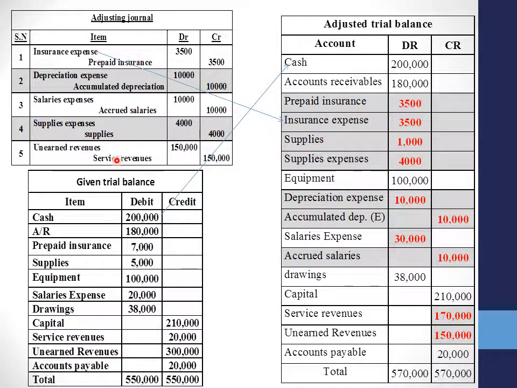From these two, from the adjusting journal that you have already done and the given trial balance, we're gonna make the adjusted trial balance. How? If the account appears once either here or here, you're gonna just place it in the adjusted trial balance in each side, whether it is debit or credit.